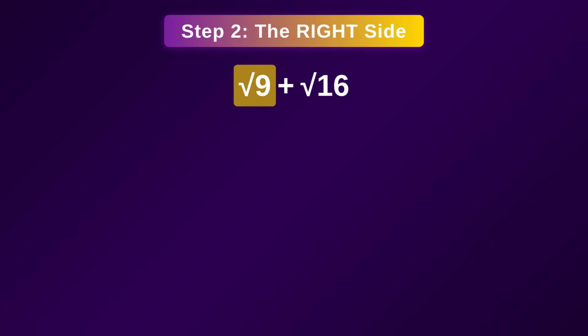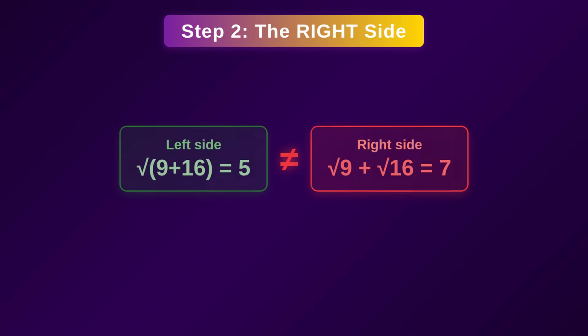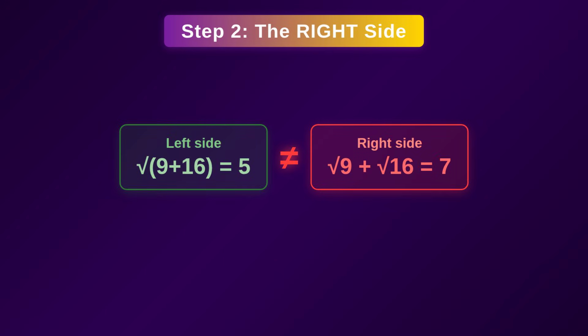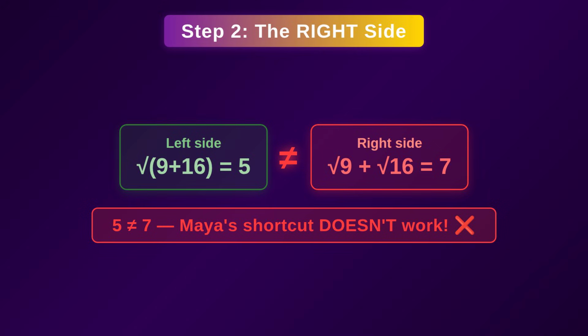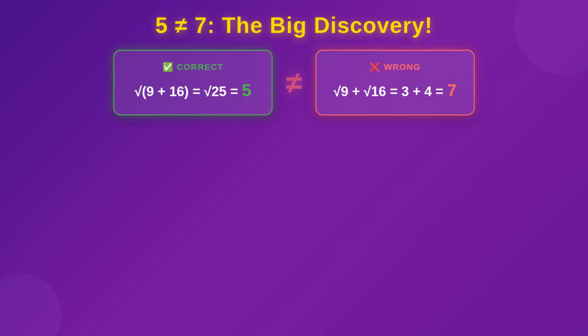Now let's check the right side, the way Maya solved it. She wrote square root of 9 plus square root of 16. The square root of 9 is 3, and the square root of 16 is 4. 3 plus 4 equals 7. So Maya's right side gives us 7. Now here's the big moment. The left side gave us 5, and the right side gave us 7. 5 does not equal 7. Maya's shortcut doesn't work.